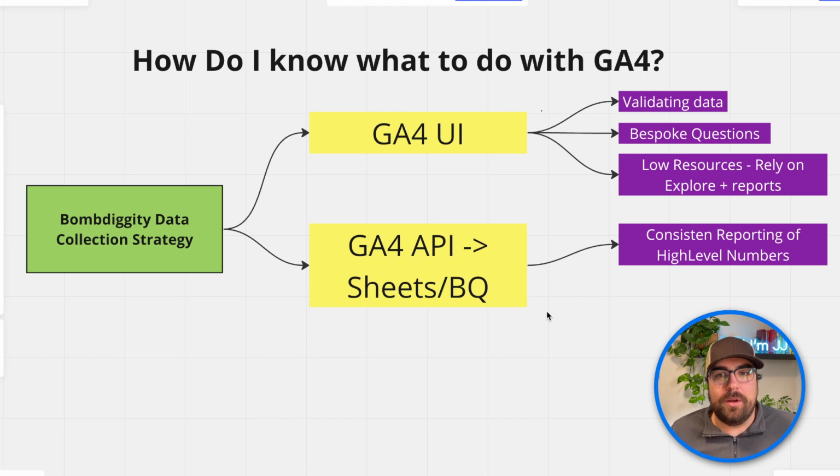Another option is that you can get more detailed and say, return the event name and the page location, and now you have all the event names. So back over to the data collection, if you know your event names, it's very easy to do that.